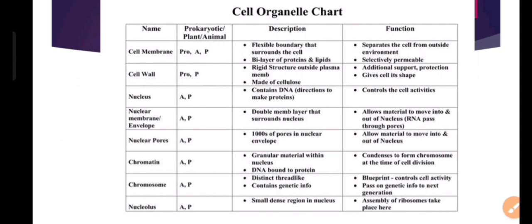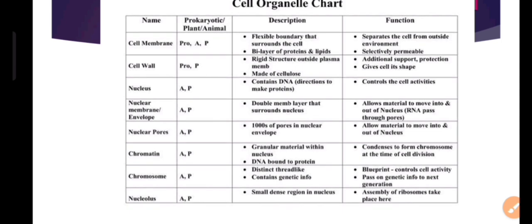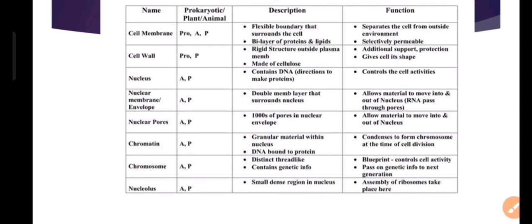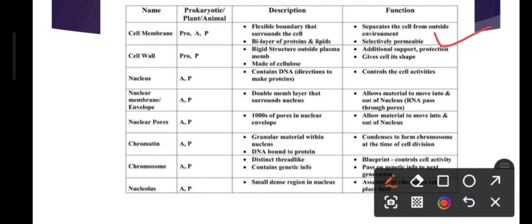Coming to the function of cell organelles. What's the function of cell organelles? Coming to the first, the cell membrane. What's the function of the cell membrane? It separates the cell from the outer environment, and it is selectively permeable because it allows only selected substances through it. It is a very flexible boundary that surrounds the cell, made of layers of proteins and lipids.